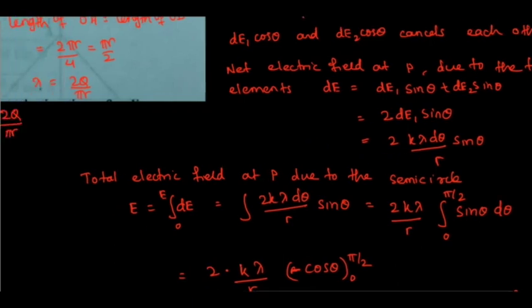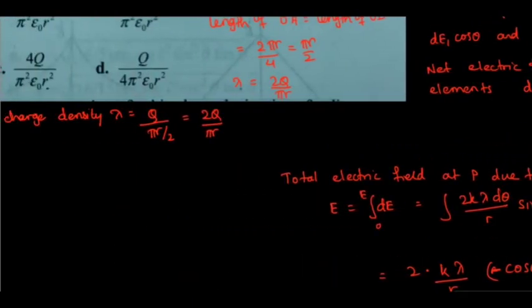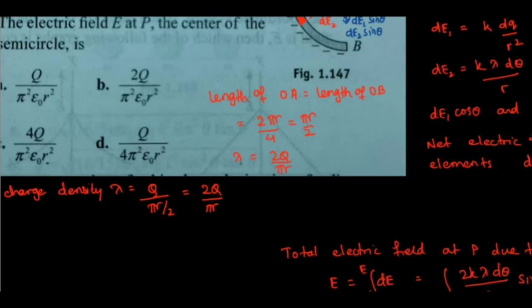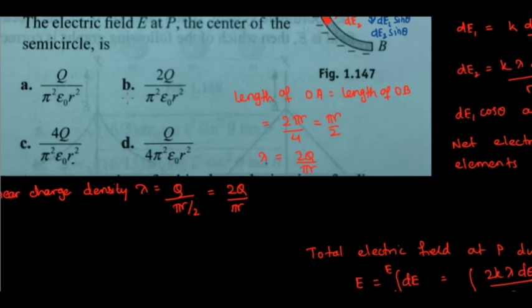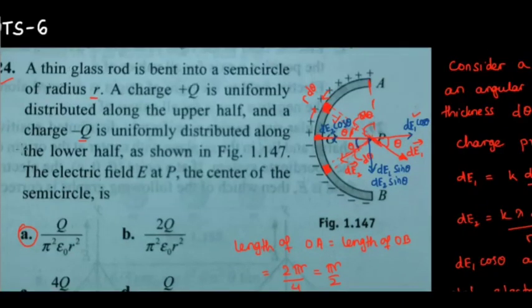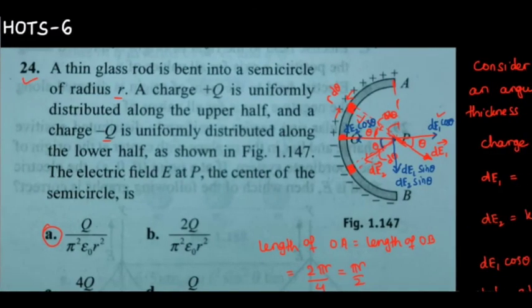So now let us go back to the options and see which option is the correct one. We got that the first option, A, is the correct one. The value of electric field at the point P is Q divided by pi square epsilon naught r square. So students, in this way you can solve this question.